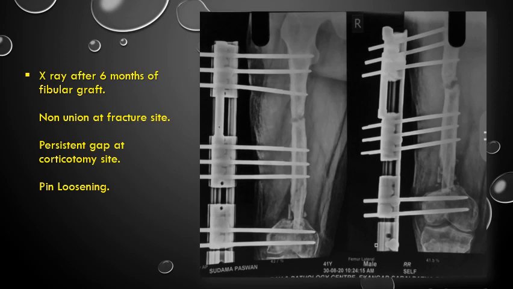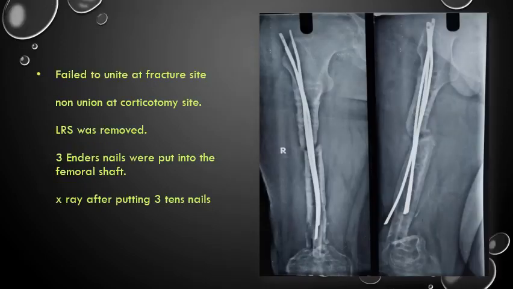In addition to that, the pins were loosening. So subsequently, the distal femur fracture site failed to unite and there was displacement of the fracture and the corticotomy site is also not uniting yet. So the surgeon removed the external fixator and in a desperate attempt he applied a retrograde nail to the fracture site. So any comment from the panelist at this juncture?